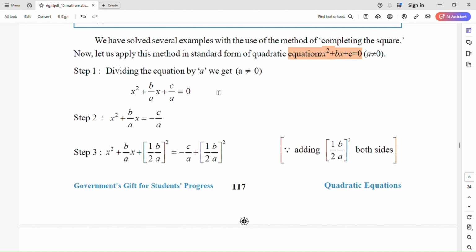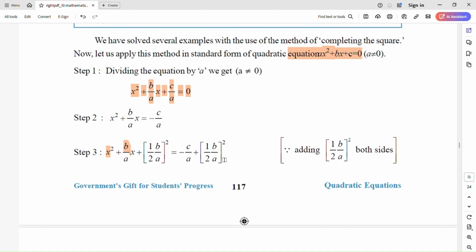Now the first thing we should do is make the x square coefficient 1. So you divide ax² + bx + c = 0 by a, so this is what you get, right? Now take the constant term to the other side. So x² + (b/a)x = −c/a. Then you add the b square term to make it a perfect square. So x² + (b/a)x + (1/2 · b/a)² is equal to −c/a + (1/2 · b/a)².